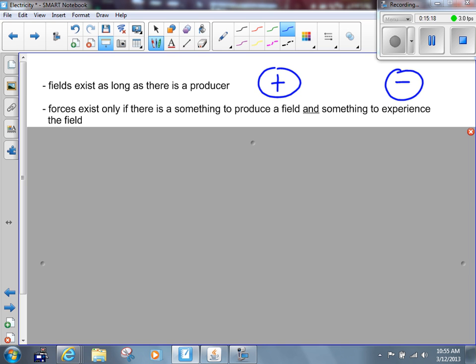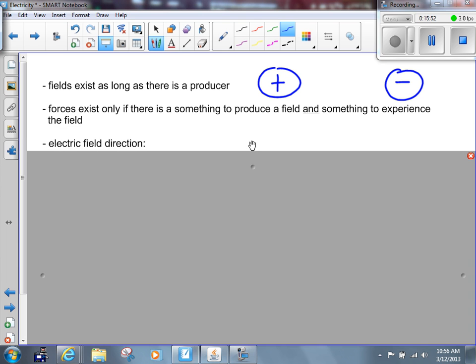A force is a push or a pull. In order to have a force, you need something to be pushed or pulled. If there's nothing to feel that push or pull, there is no force. So in order to have a field, you just got to have a producer. Maybe you got an experiencer too, but you don't need one. In order to have a force, you need a producer, of course, but you also need an experiencer, something to feel that field, something to experience that field. Whether you're talking about gravity or whether you're talking about electrostatics. If we were talking about a gravitational field, the direction would be always toward the producer.